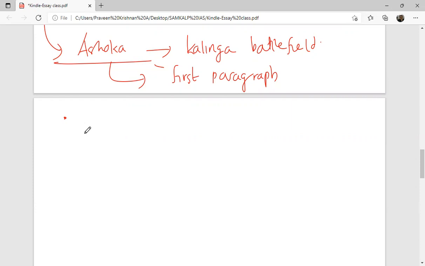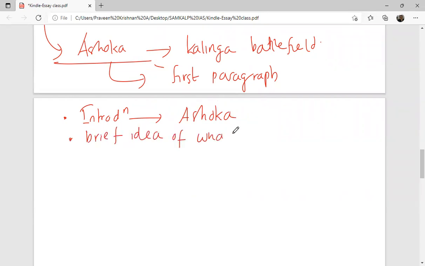So this is my structure. I'll just write it down for you. An introduction. As I said, the introduction was on Ashoka. Secondly, a brief idea of what is there in my essay. Third is why this journey is important.